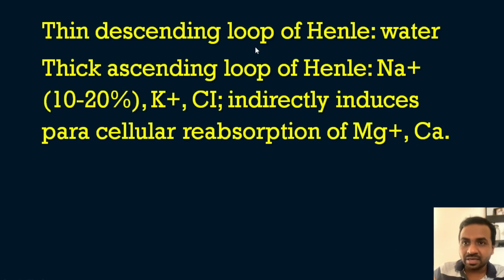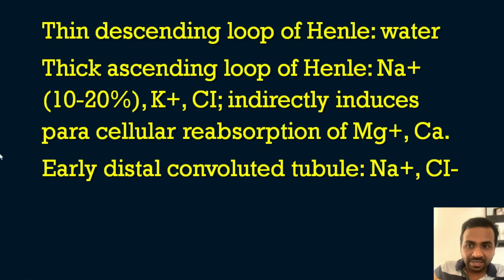Okay, then next comes the thick ascending loop of Henle. Here, 10 to 20% of the remaining sodium, then chloride, is reabsorbed, and it indirectly induces the paracellular reabsorption of magnesium and calcium. The main thing in the ascending loop is sodium, that is 10 to 20%, and potassium is also there. So that is the thick ascending loop.